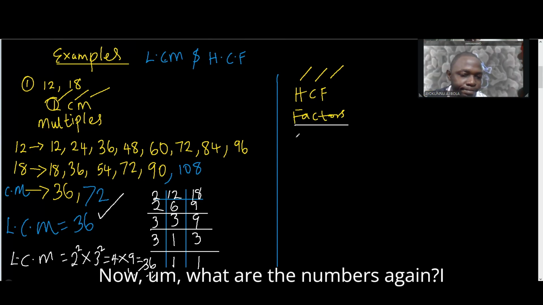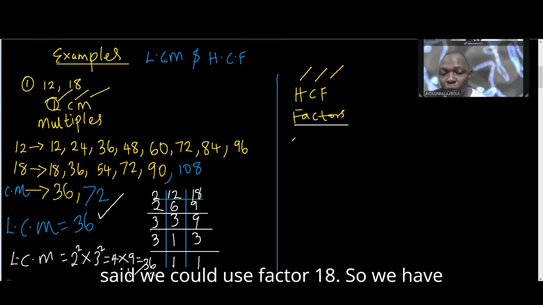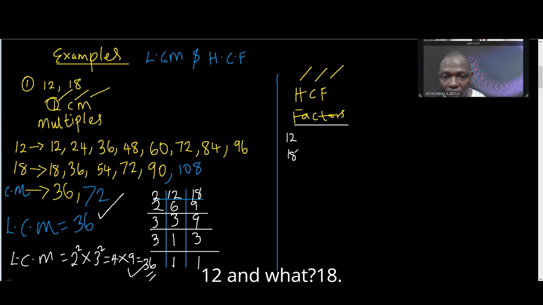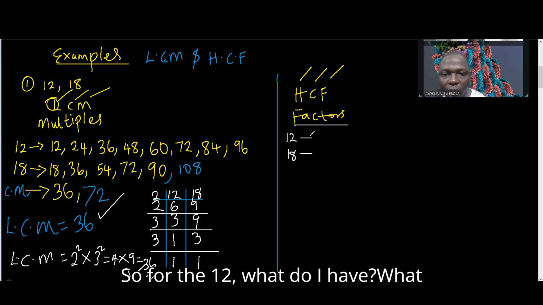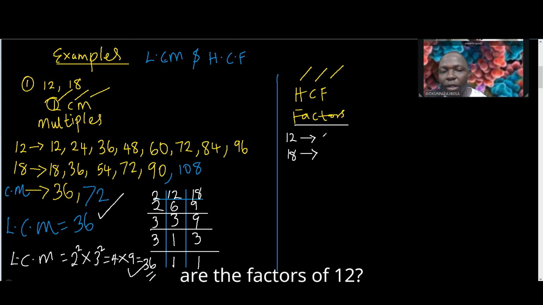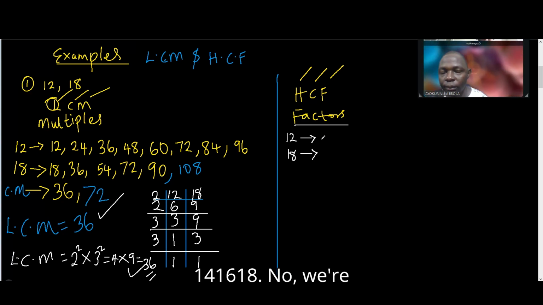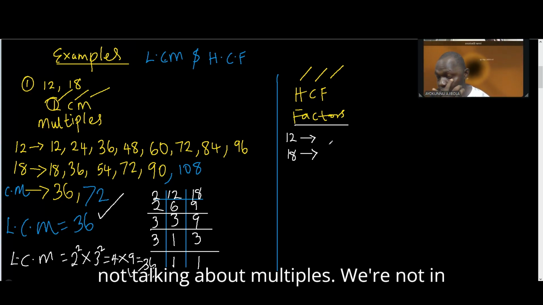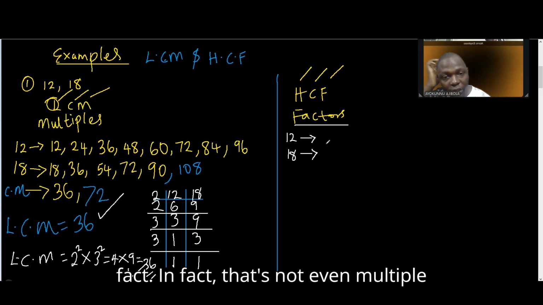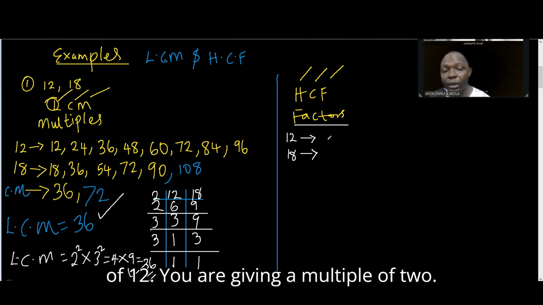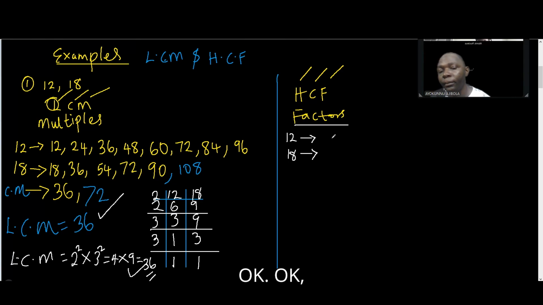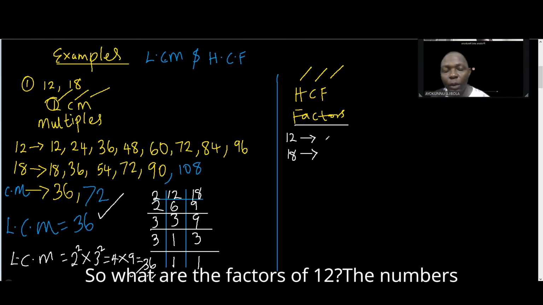Now, what are the numbers again? I said we could use the factor method. So we have 12 and 18. For the 12, what do I have? What are the factors of 12? You are giving me multiples of 2, and we're not talking about multiples. In fact, that's not even a multiple of 12. Okay, so what are the factors of 12?